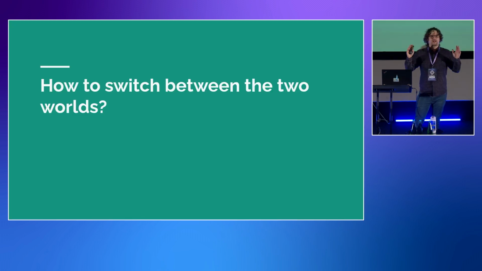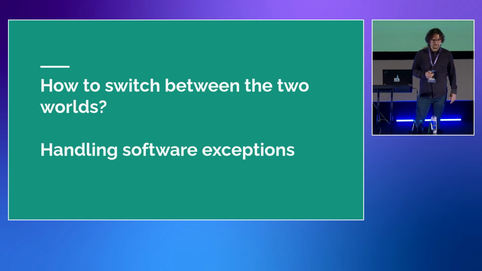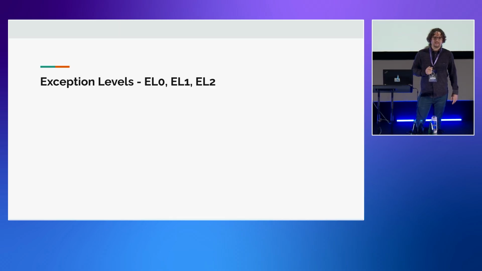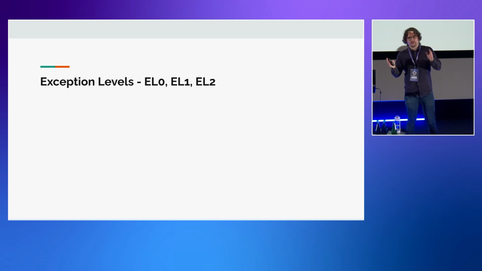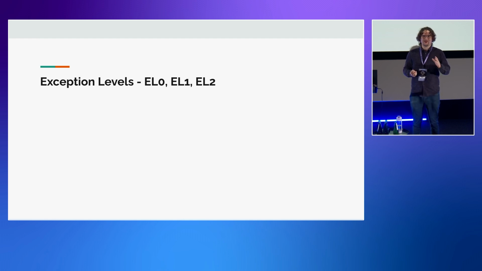And now let's answer the question of how to switch our interaction between the two worlds, enter from secure to normal and the other way around. And it is done using software exceptions. So now let's explain what the exception levels in ARM architecture are. When you look at it, you think exception level has to do something with exceptions. But no, because it has more to do with privilege level. The higher the number, the more privilege we have.